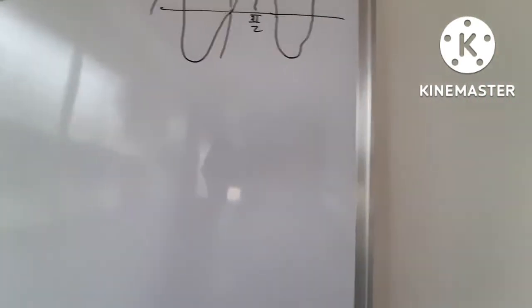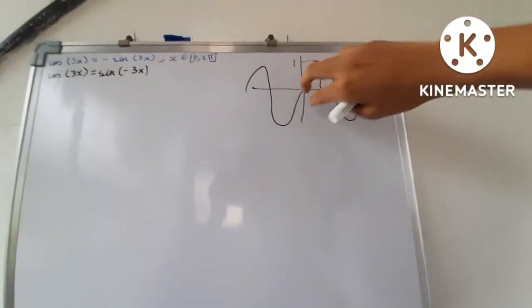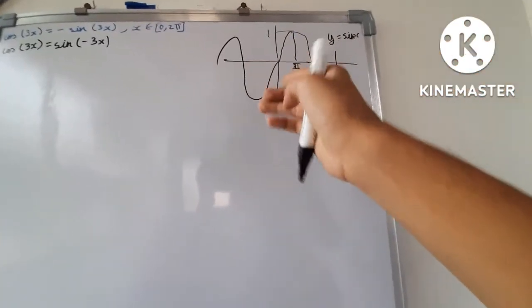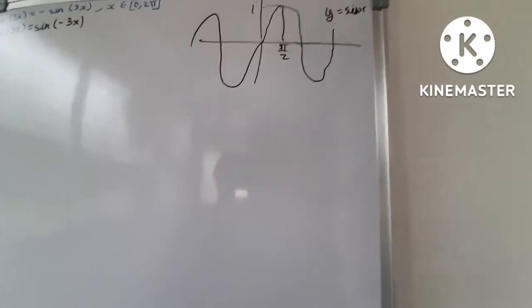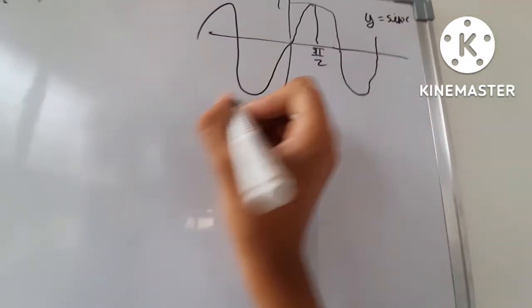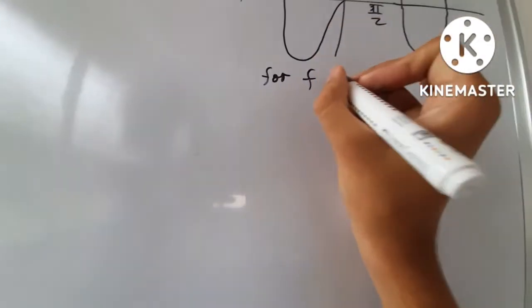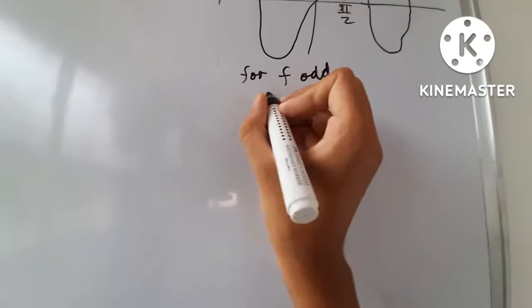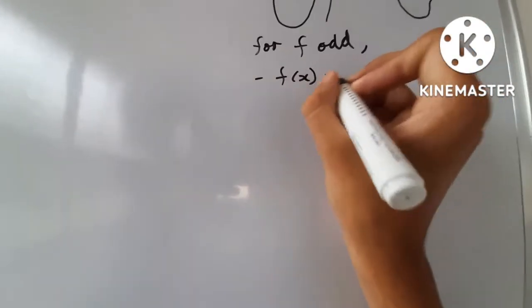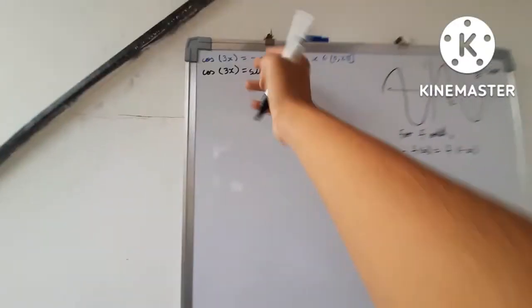But anyways, we don't care about the maxima and minima right now. All we care about is that this is an odd function. We can say that it's odd because we can rotate it about the origin by 180 degrees and it returns to its original place. Therefore, for f odd, we have that f of minus x equals minus f of x. That is a property of odd functions, and that's what we've used here.